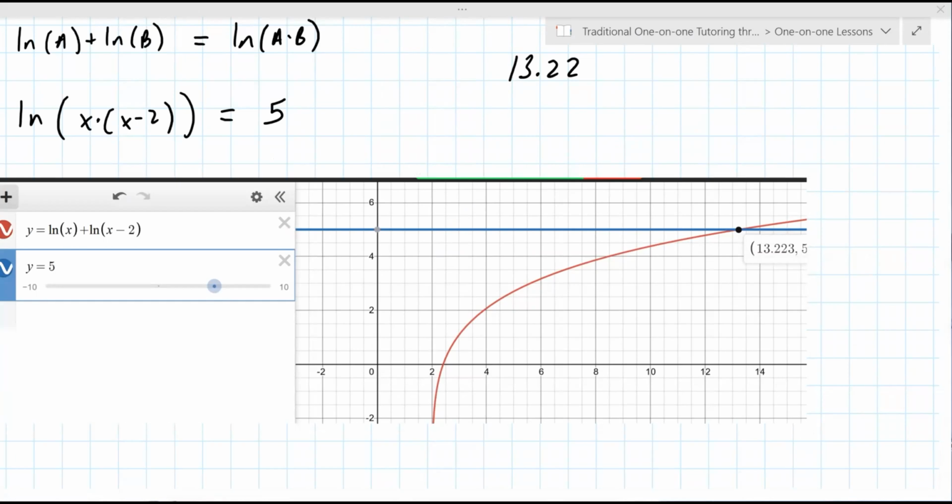Wait, the answer would be 13.233, right? I got it said to the nearest hundredth, which is 2 decimal places. So that 3 rounds down to the 2. Okay. So it'd be 1.22? No, 13.22. 13.22. Yes. Do you see, that's where they intersect here, 13.22. Right.